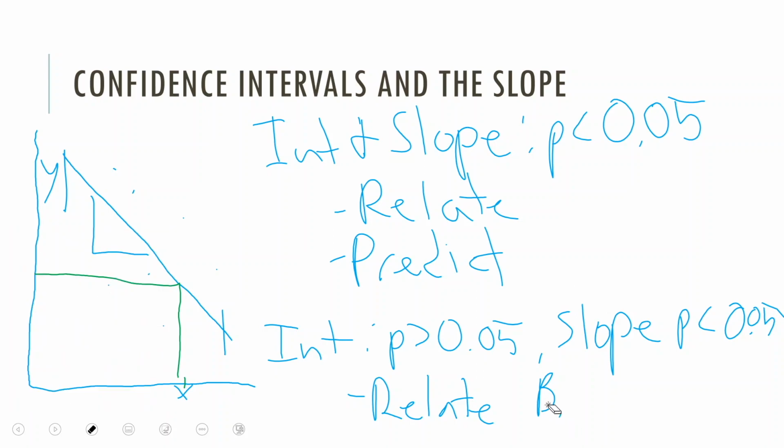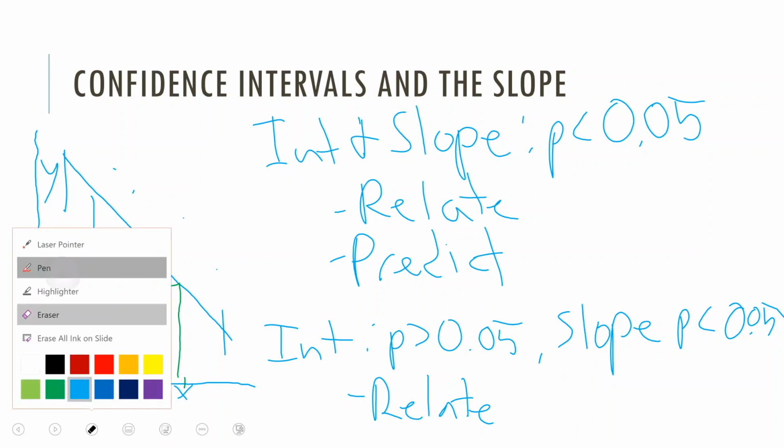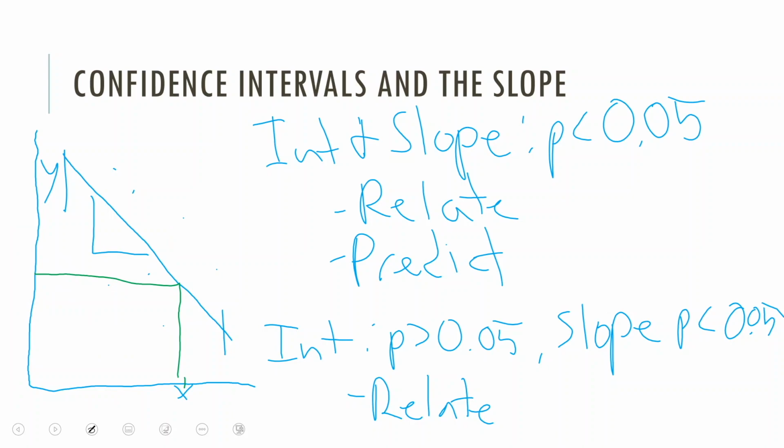Let me erase this. So maybe take a screenshot or take some notes, which I highly recommend. All right, but just knowing that if the intercept and the slope both have a p-value of less than 0.05, then you can relate x and y. And then you can predict y based on some x, and that's all good. If the intercept is greater than 0.05, but the slope is still fine, less than 0.05, then you can only relate. You cannot predict with that. So very important depending on what your purpose is. Okay, so we got that covered.